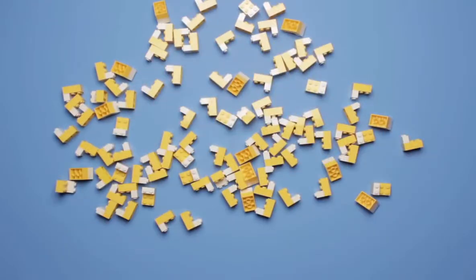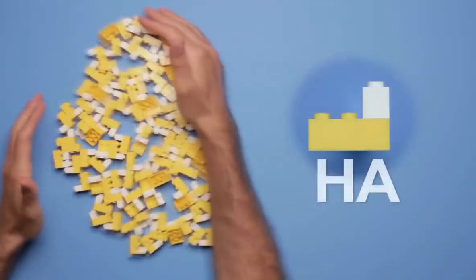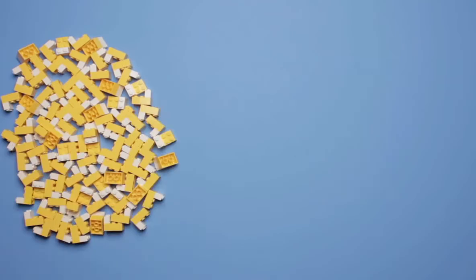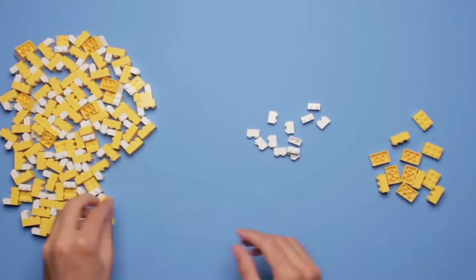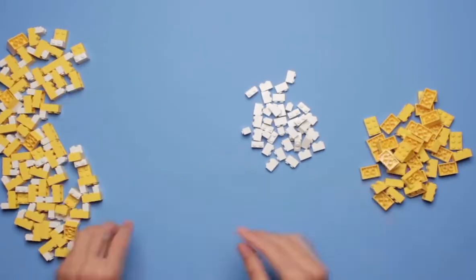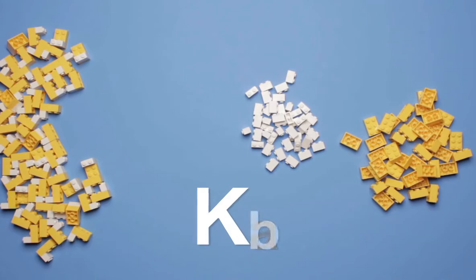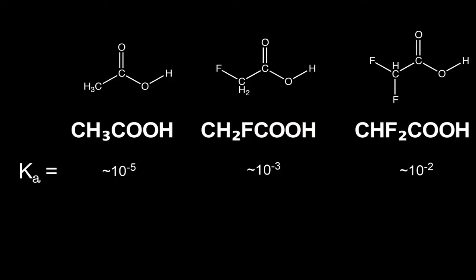Here are 100 molecules of a generic weak acid, HA. Remember, weak acids don't dissociate completely when dissolved in water. The extent to which a weak acid or base dissociates is related to the equilibrium constant, Ka, for an acid, or Kb for a base. These equilibrium constants depend on the chemical structure of the acid or base. Pause the video here and write the equilibrium expression for a weak acid.